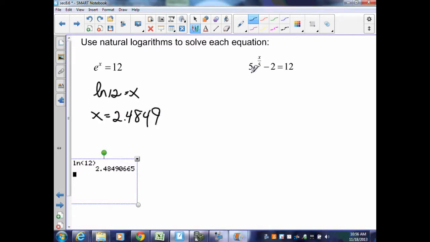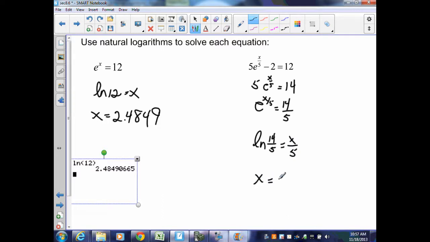Therefore, x is equal to 2.4849. In this equation, I have 5e to the x over 5, minus 2, equals 12. Let's add 2 to both sides. That's going to give me 5e to the x over 5 equals 14. Divide by 5. e to the x over 5 equals 14/5. Let's write that as a natural log. Therefore, that's going to give me ln of 14/5 equals x over 5. Multiply both sides by 5. x will equal 5 ln of 14/5.